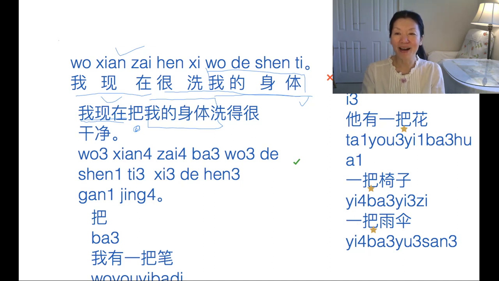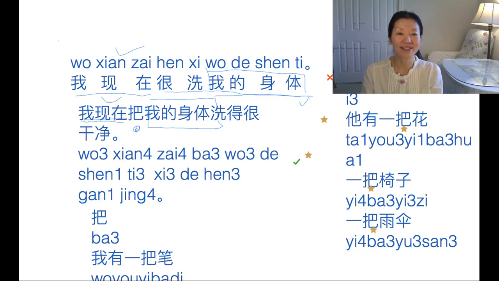How do I know that it's a measure word? When it is after a number, it means measure word. When you put it after a number, it's a measure word. Again, when I use 把, I can't say 100%, right? Something is very common. If something you can hold, okay, then we use the measure word. We like to use 把, okay?